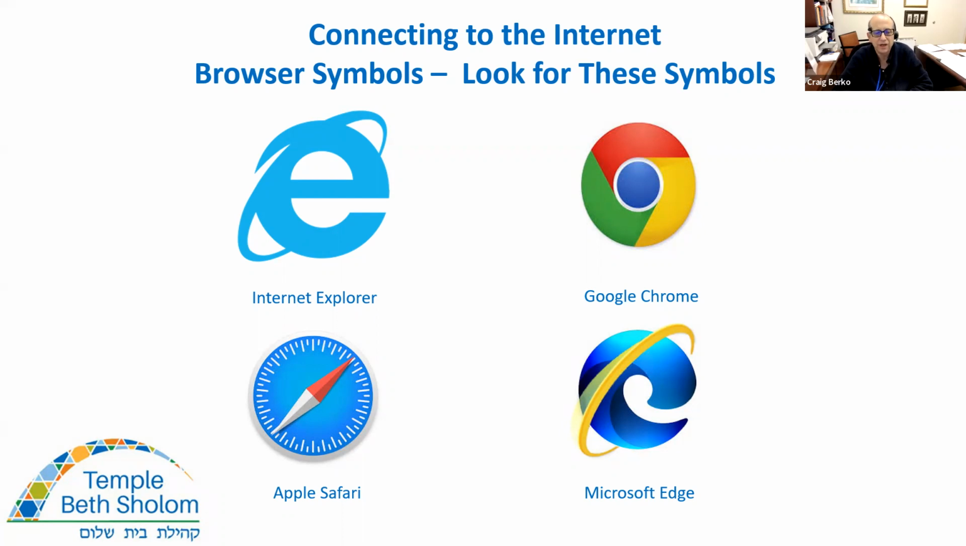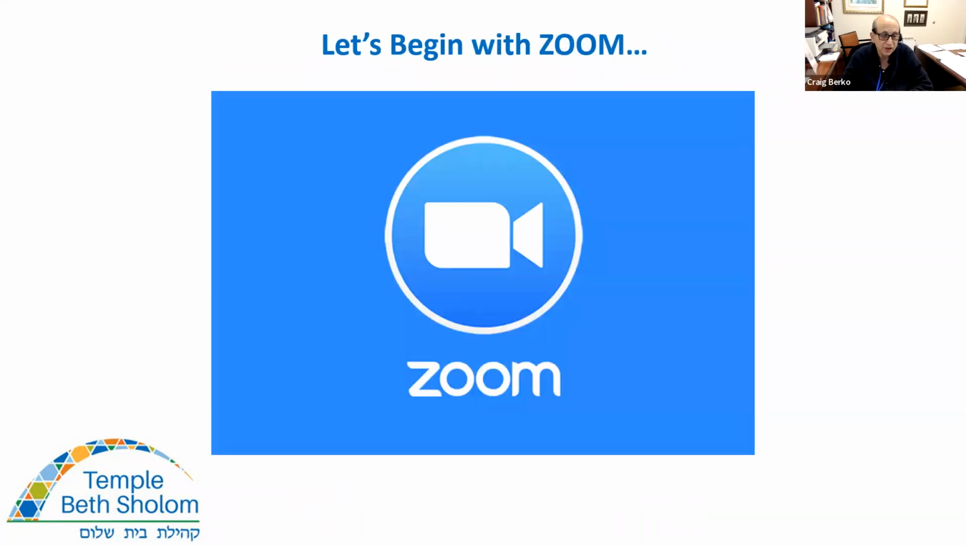If you're trying to get to a website, for example, the Temple Beth Shalom website. By the way, the Temple Beth Shalom website is tbsmb.org, and we're going to go over that in a few minutes. That's a big part of our monthly tech support program. But to connect to that website, or even to connect to get your email, you would go to your browser, and that would be perhaps Internet Explorer, Google Chrome, Microsoft Edge, or Apple Safari. Look for these symbols.